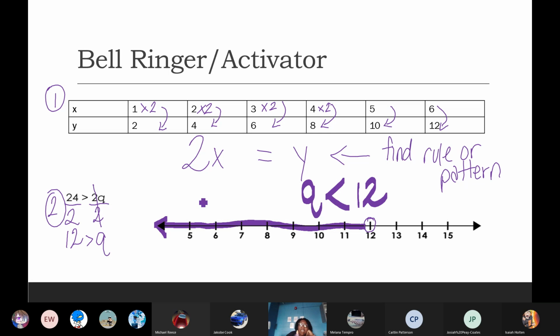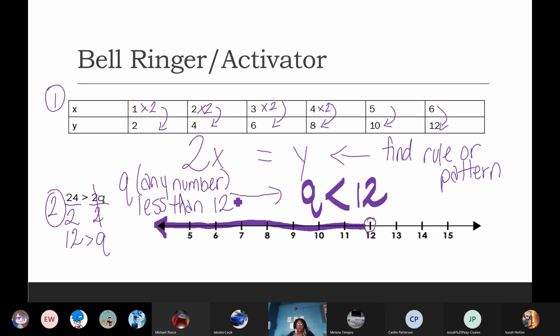If we read this inequality, this is saying Q, or any number less than 12. So any number less than 12.